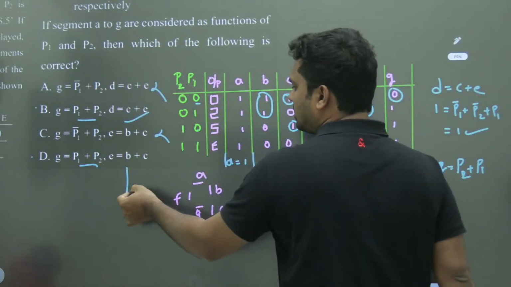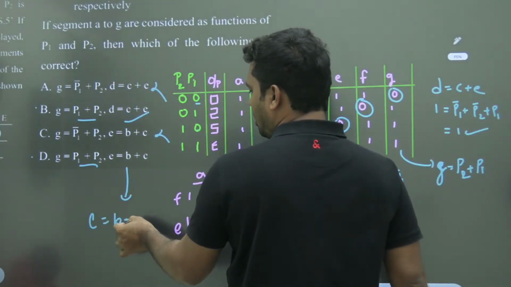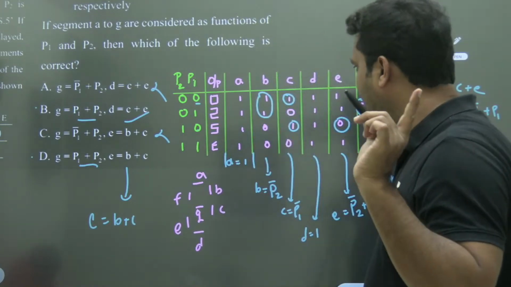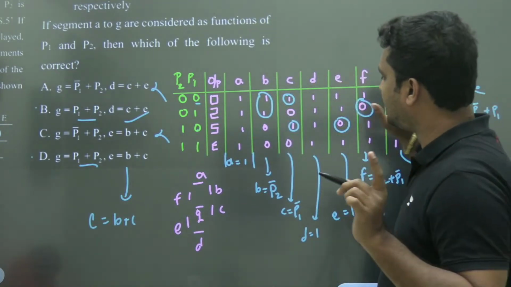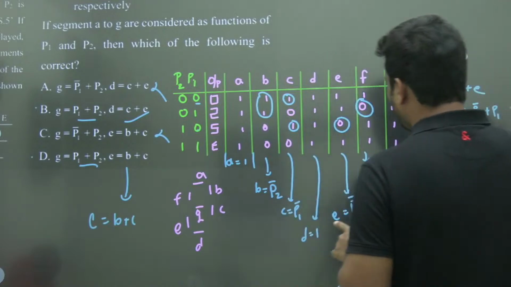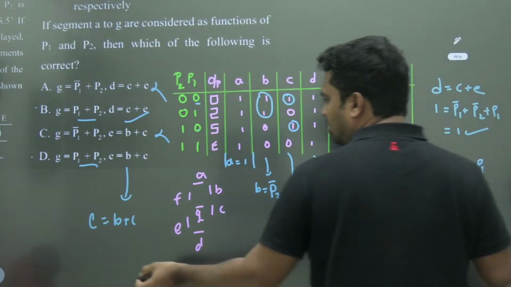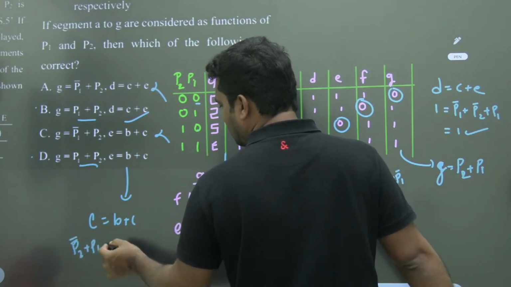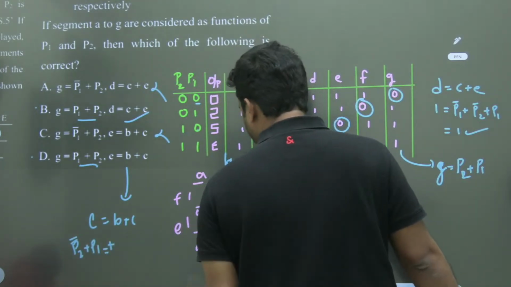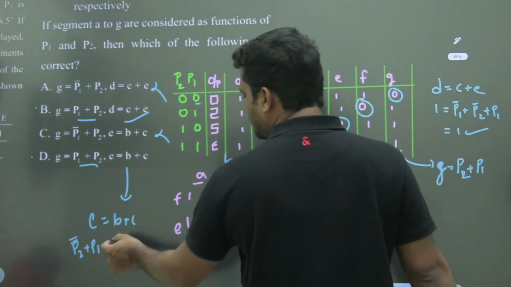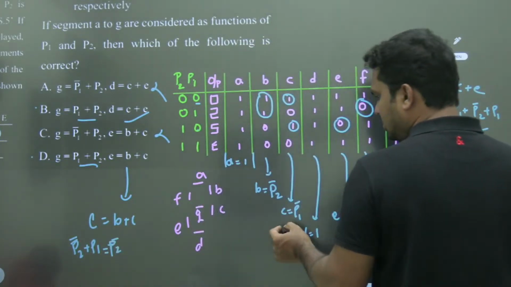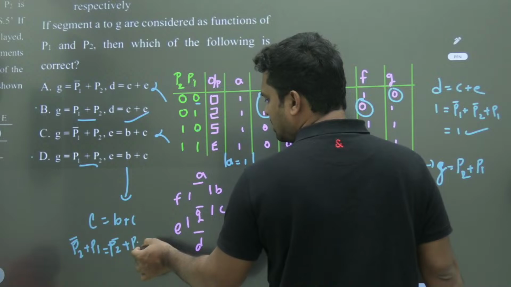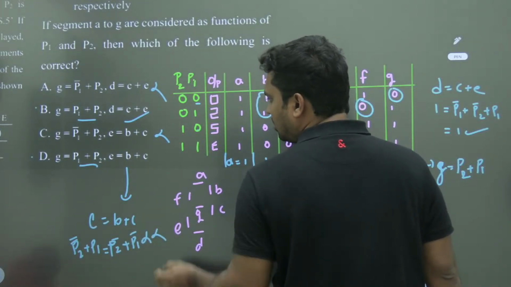If you want, you can check E equal to B plus C, the option given by the examiner. So E is how much? P2 bar plus P1. What is B plus C? B is P2 bar, C is P1 bar. It is not the same. That is wrong.